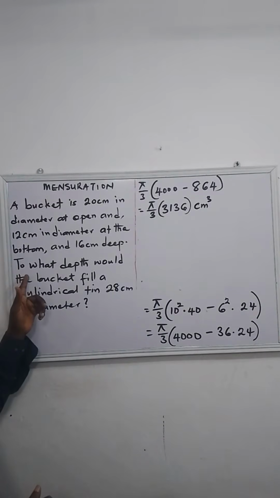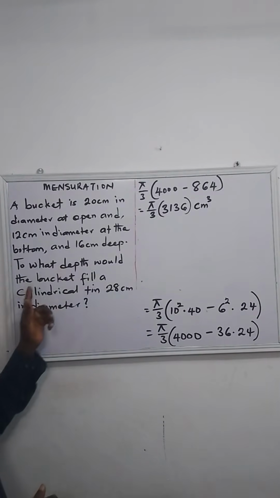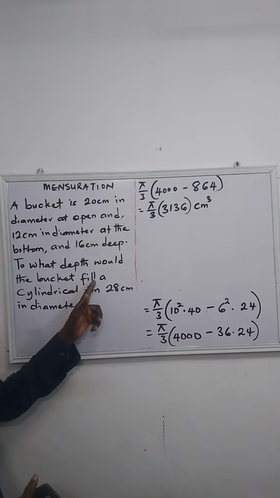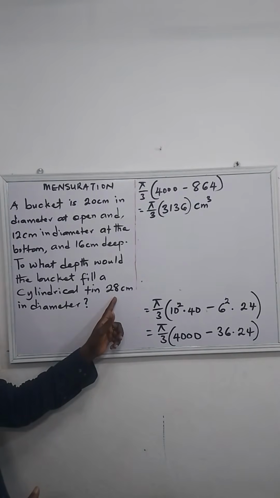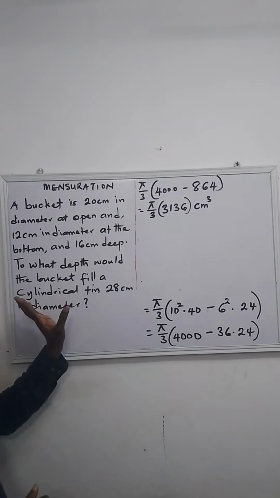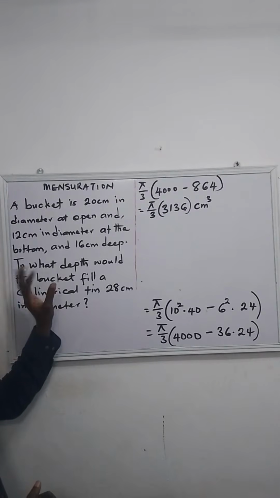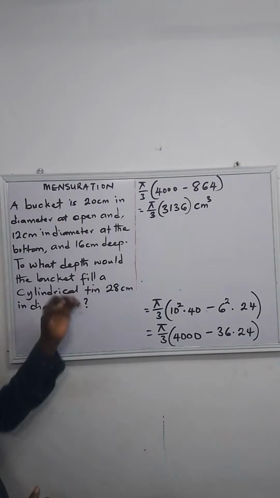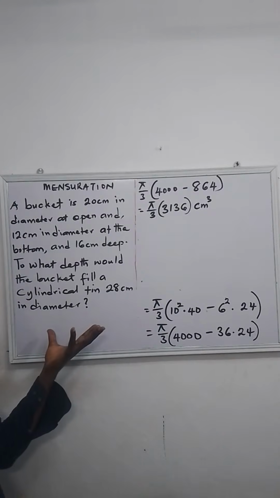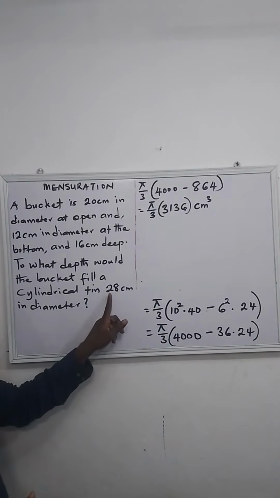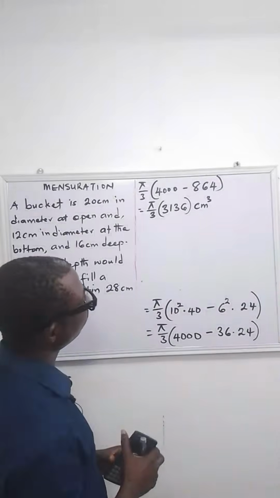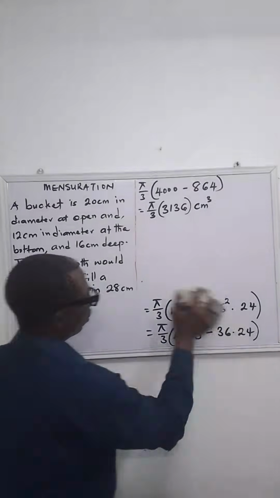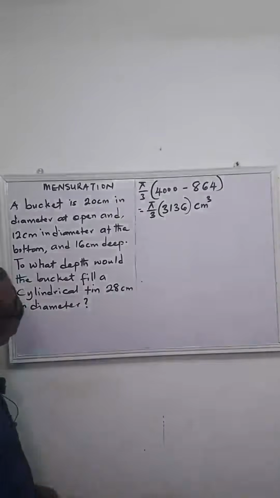Now let's read further. Now the question says, to what depth will the bucket fill a cylindrical tin of diameter 28 centimeter? And that means the liquid poured inside this bucket is poured inside a cylinder, which diameter is 28 centimeter. So we need to get the height of that cylinder. So how do we do that? Okay, so let's take note of the volume.